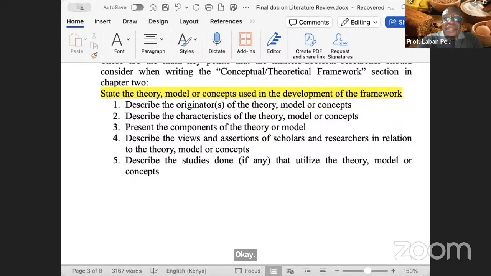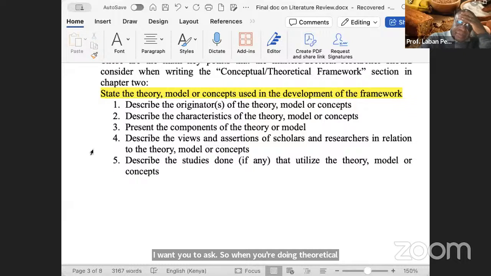Who was next? It's me, Prof. Lydia, go ahead. Thank you so much for the informative session. I wanted to ask, when you're doing a theoretical framework, how many theories? Is there a minimum or maximum number of theories that we can use? What would you advise given your experience?